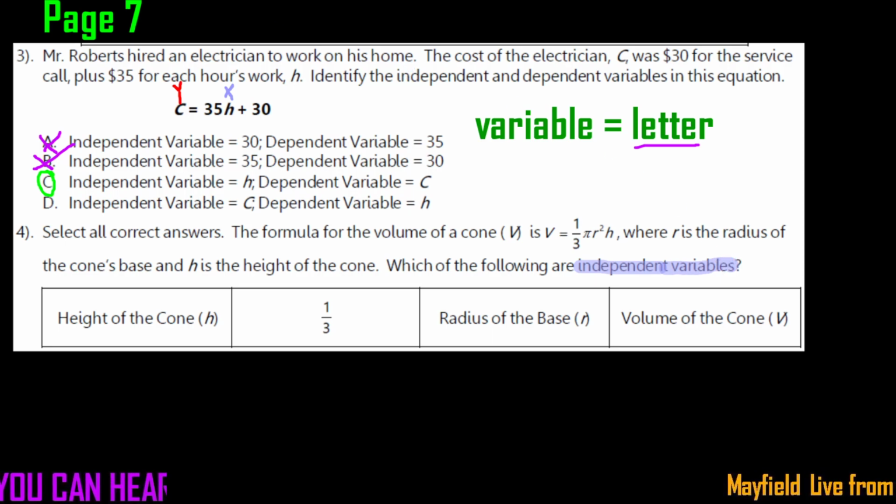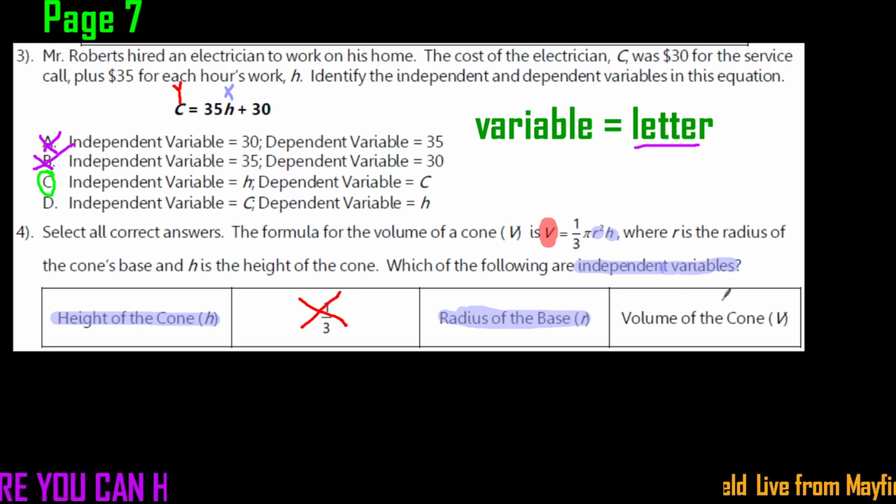So that means that the only dependent variable is this. Our only dependent variable is going to be V. So that leaves the other options like this. We know since 1/3 is a value, pi is a value, that means that r and h are going to be the independent variables in this situation. Again, anytime you're looking for an independent variable, you know it's not a value, and for this case, we're looking for the independent, so it cannot be the volume.